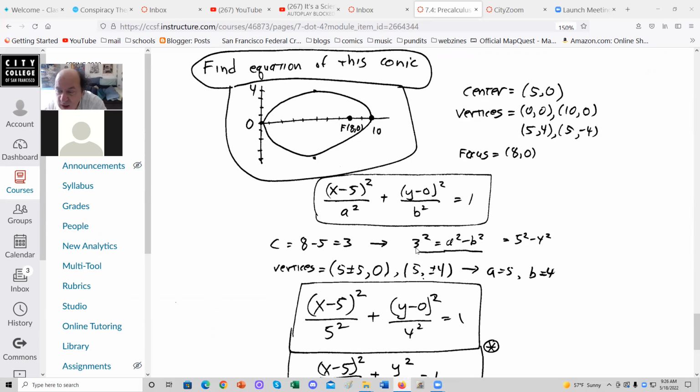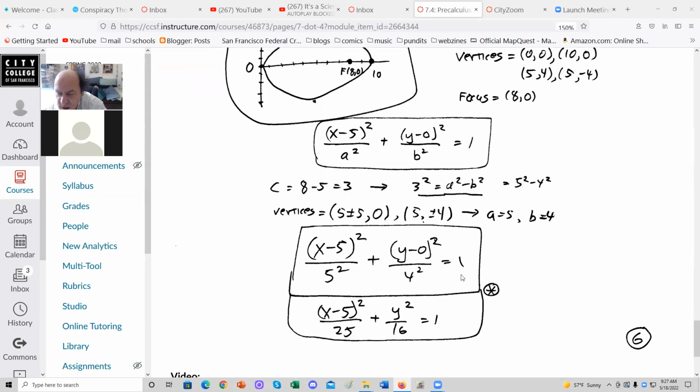C is 3. So c squared, 3 squared, equals a squared minus b squared. That's the formula for the foci for the ellipse. So, we have a squared minus b squared is 5 squared minus 4 squared. Okay, that works fine. So the vertices are 5 plus minus 5 by 0, and 5 by plus or minus 4. So a equals 5, b equals 4, x minus 5 squared over 5 squared plus y minus 0 squared over 4 squared equals 1, and we are done.